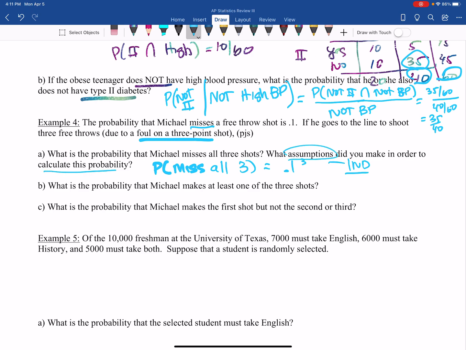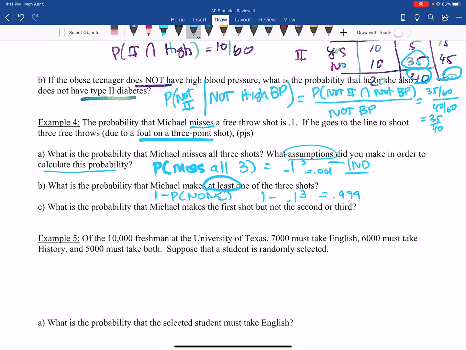Okay, what's the probability that Michael makes at least one? So makes at least one. Let's do one minus the probability of making none. So we know that making none is 0.1 to the third, so it's going to be 1 minus 0.1 to the third. And yes, you would go ahead and put all of those in there, which 0.1 to the third, of course, is 0.001. And so this is going to be 0.999. Whenever you see at least one, you want to do 1 minus the probability of none.